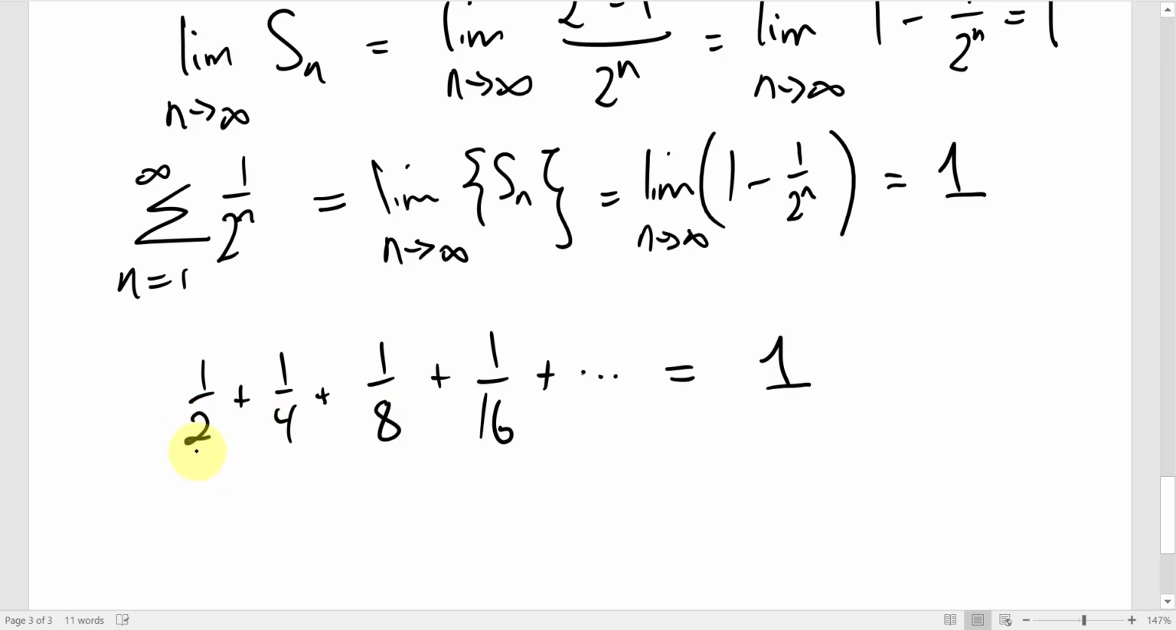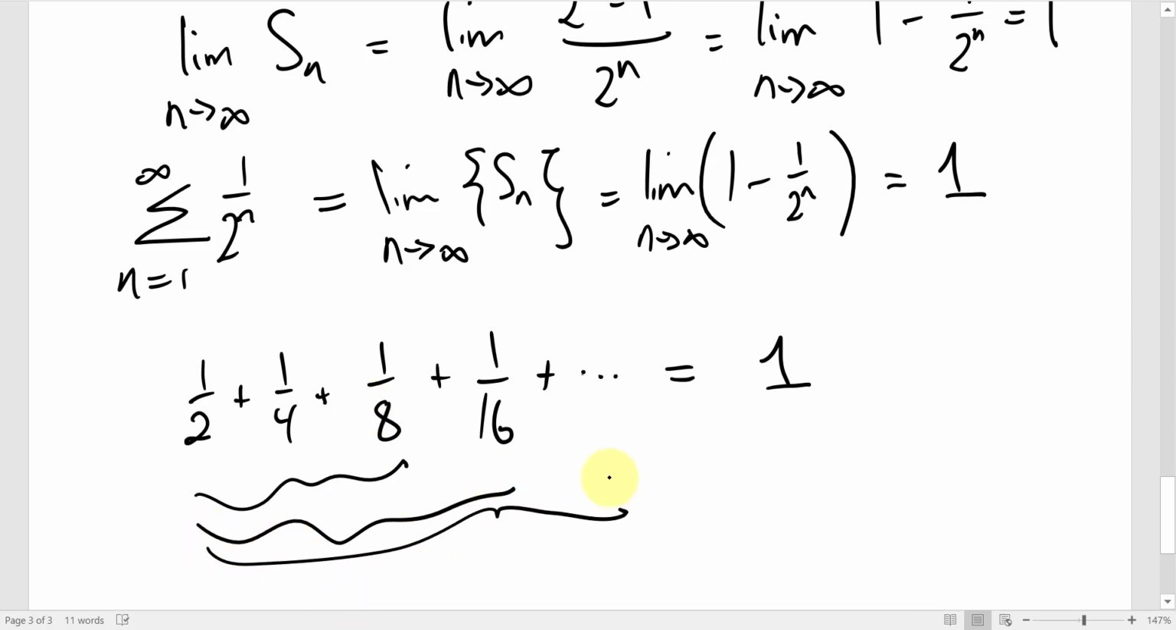If you take the first partial sum, you get 1/2. Take the first two and you get 3/4. Put these three together and you get 7/8. And put these four together and you get 15/16. And you can now imagine that taking larger and larger partial sums, the more partial sums you can combine, the closer you are getting to 1.